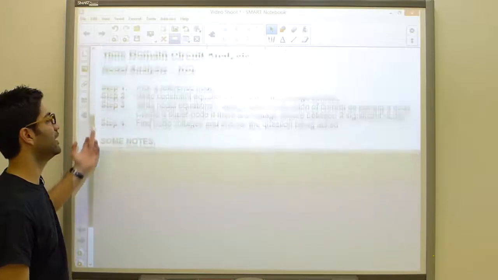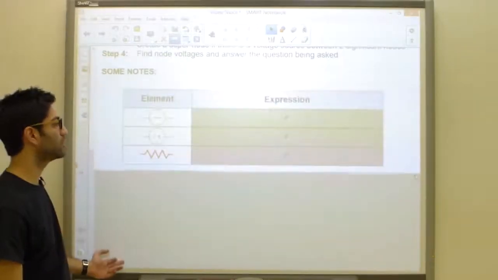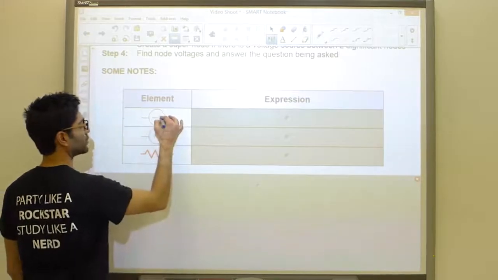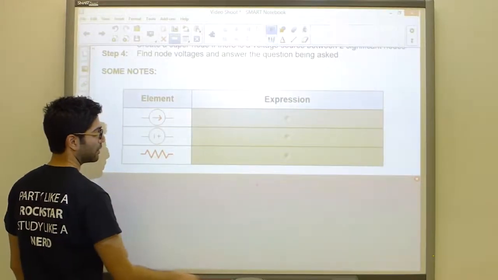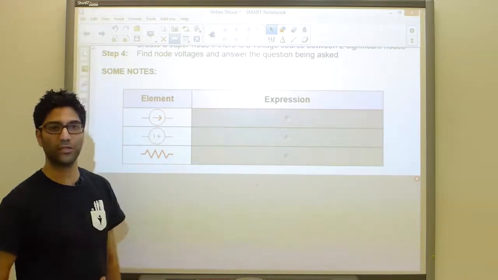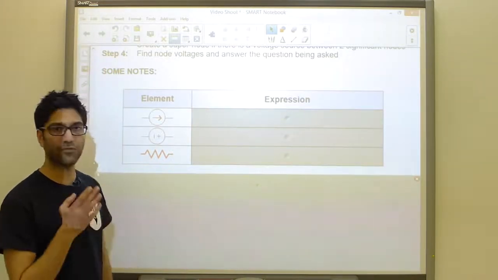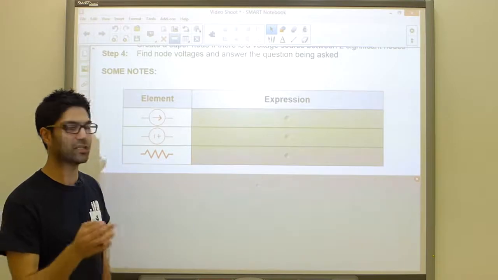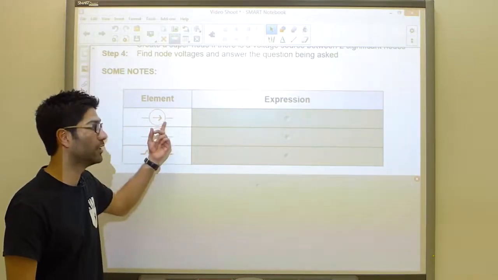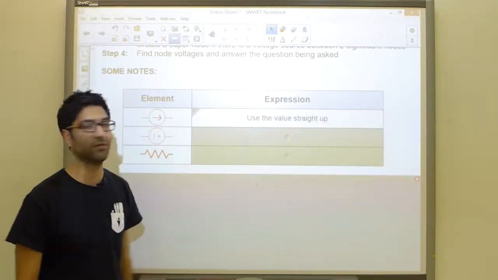You should understand how to write out the expression for each one of those three scenarios. If you are given a current source and you want to write out its expression in your nodal equation, understand nodal stands for KCL, Kirchhoff's current law. You're adding up currents. Now, if you're adding up currents and they're giving you the current, there's not much to do. You use the value straight up.